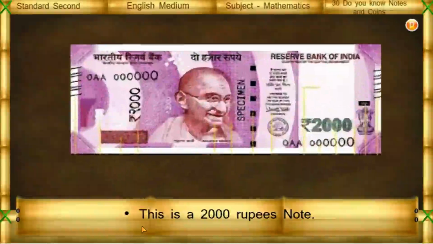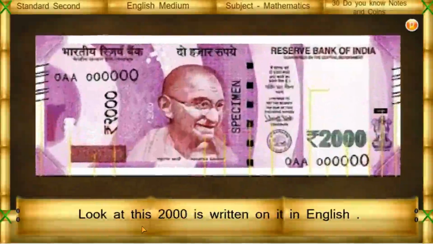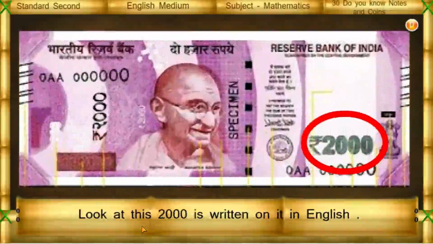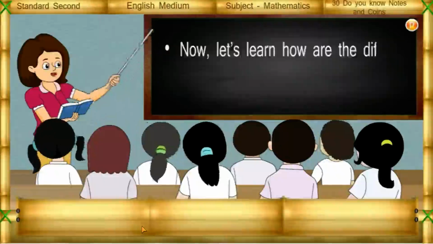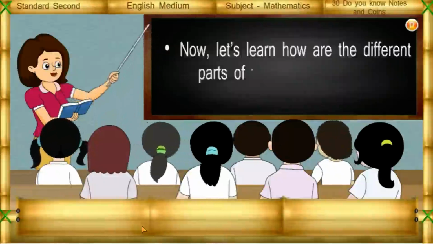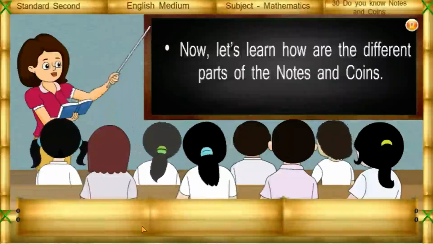This is a 2000 rupee note. Look at this. 2000 is written on it in English. This means the number which is written on the note is its worth. Now let's learn how notes and coins add up.